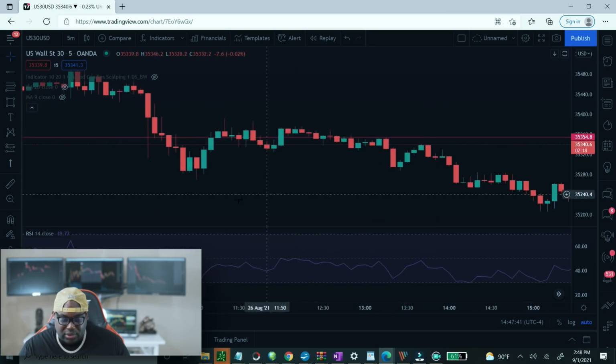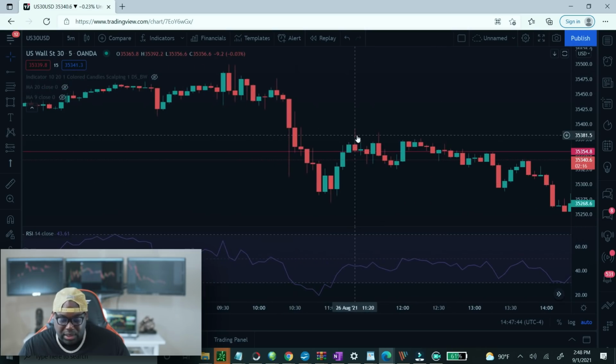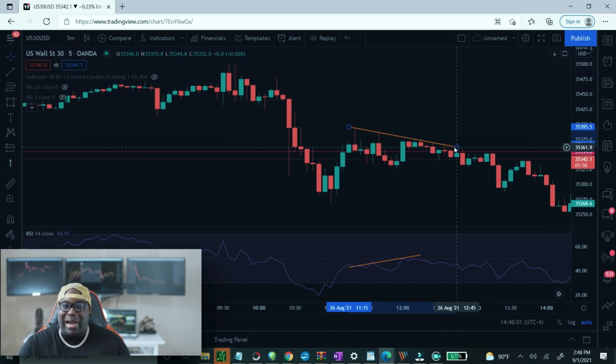Let me zoom in a little bit so you guys can see. The market went up, it pulled back, and it's making lower highs. This is the highest point right here. It's making lower highs. But look at the indicator. The indicator is actually making higher highs. So right here, the indicator is actually making higher highs, but price action is actually making lower highs.